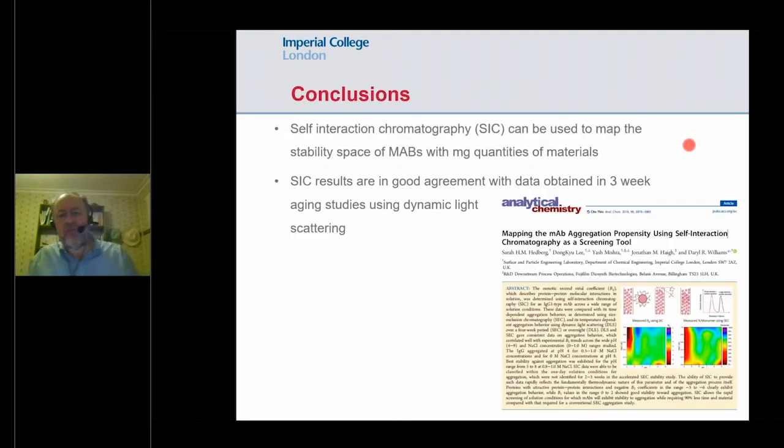So our conclusion for this section was that self-interaction chromatography can be used to map the stability space for monoclonal antibodies using just milligram quantities of material. And the SIC results were in good agreement with the data obtained in a 3-week aging study using dynamic light scattering and size exclusion chromatography. Full details of this paper are published in Analytical Chemistry, so you can look at that. It's a lot more detail than I've given you today. I've just given you a very brief summary.